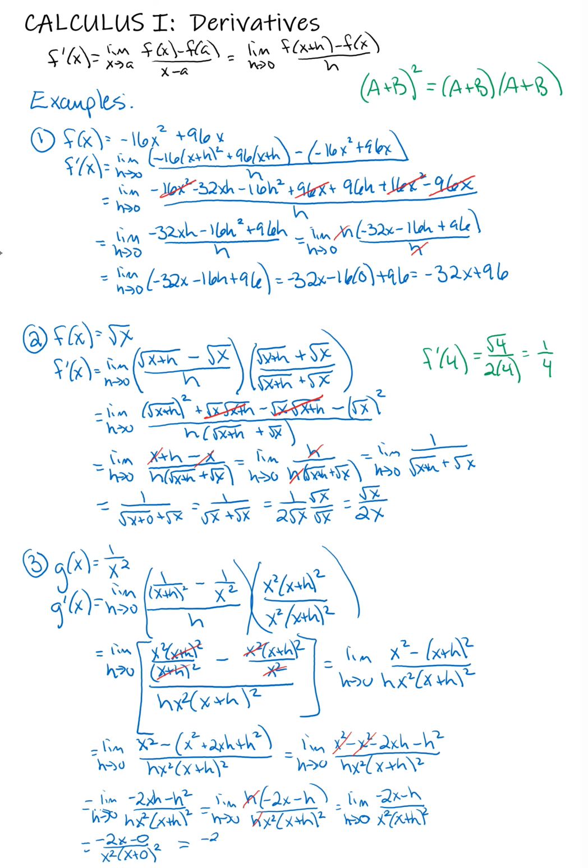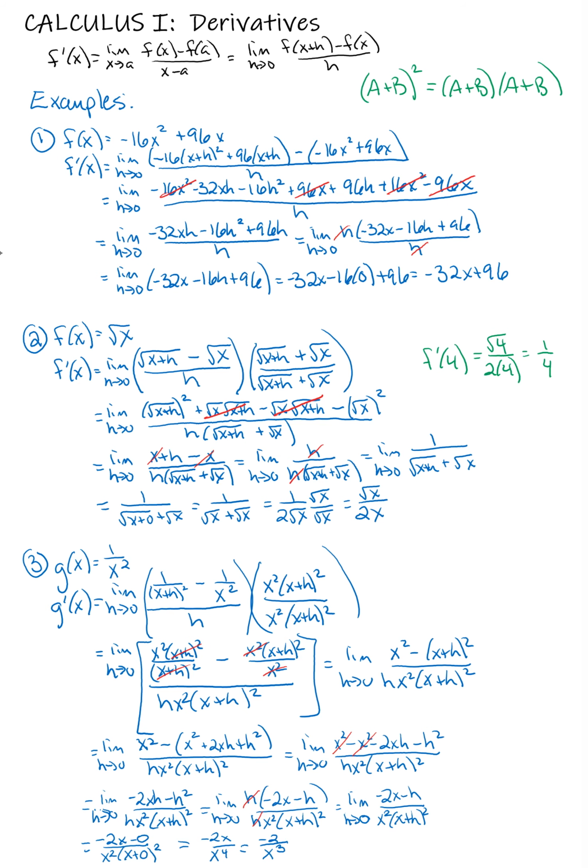So we have negative 2x over, oh, you know what? I'll do that in the next step. X squared, oh, actually that is not x squared, but x to the 4th. We can reduce this to negative 2 over x cubed.